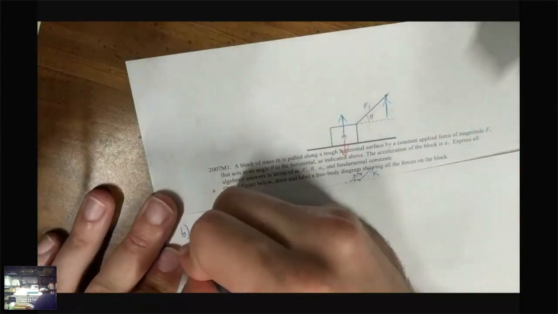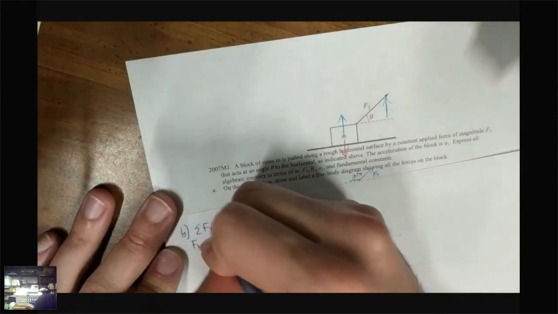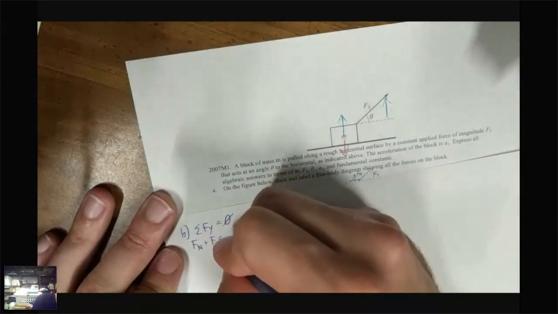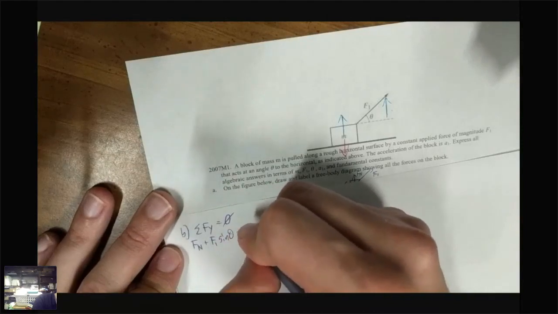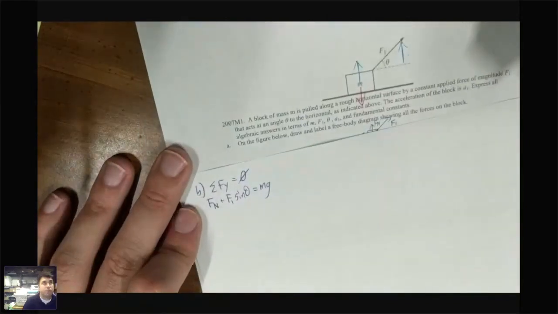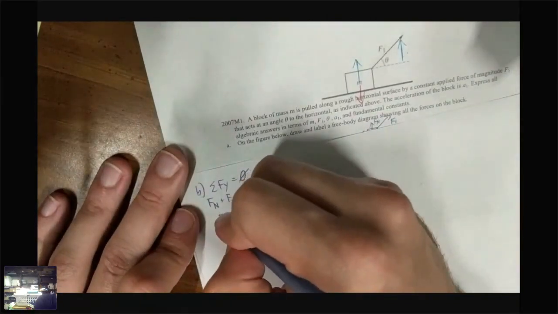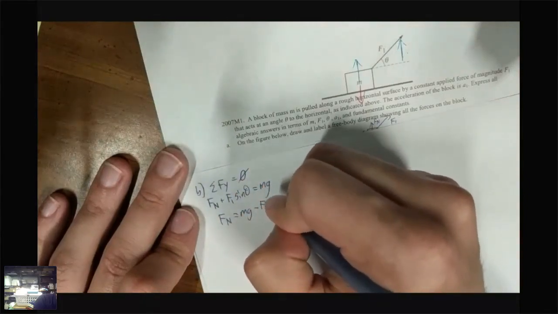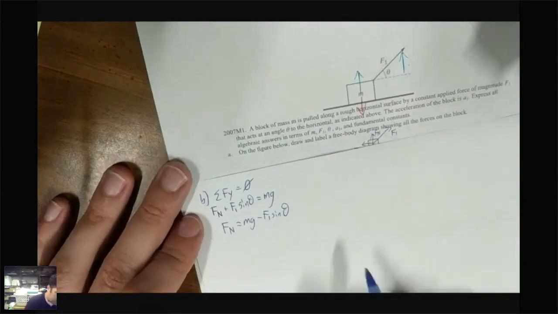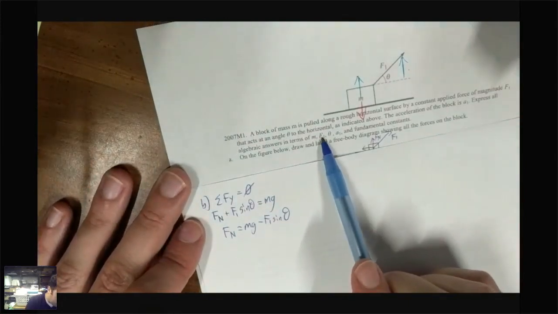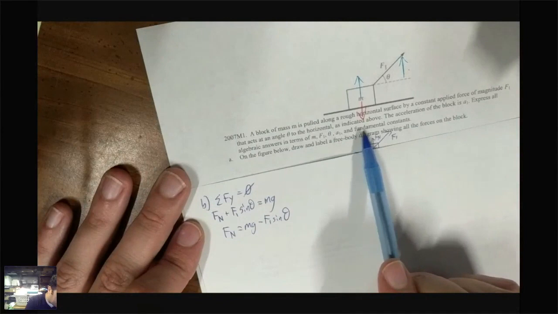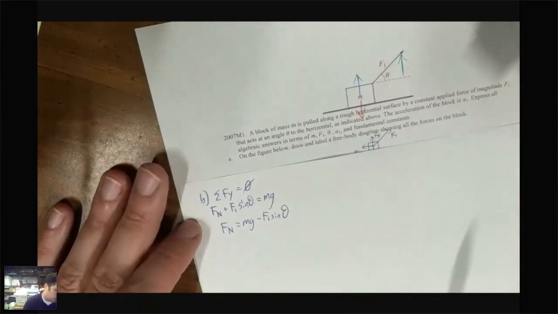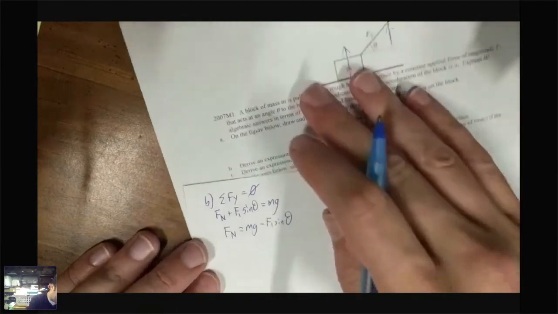So we're going to say Fn plus F1, we're looking opposite, so that's sine theta, must equal the weight of our block. So now we can say our normal force must be equal to mg minus F1 sine theta. And just checking m, F1, theta, and constants. Okay, so all the stuff in here is allowed with our restrictions. So there we go. That's part B.